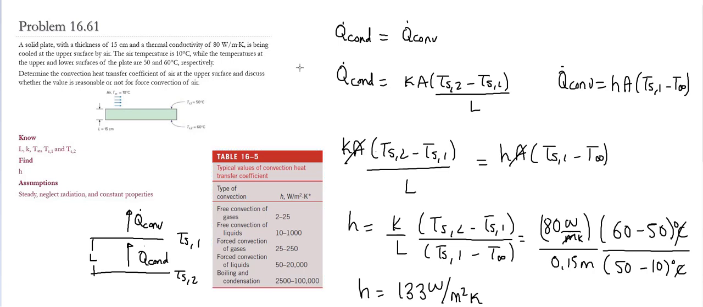The second part of the question is asking us to describe or talk about whether this value of H is a reasonable value. For that, we go to Table 16.5 in your textbook, which is given over here, and notice that we're looking for forced convection and for air, and air is a gas, so we're going to go over here for forced convection for gases, and notice that the range is between 25 and 250 watts per meter square Kelvin. Our value falls within that range, which means that the value that we obtained is reasonable for this particular problem.